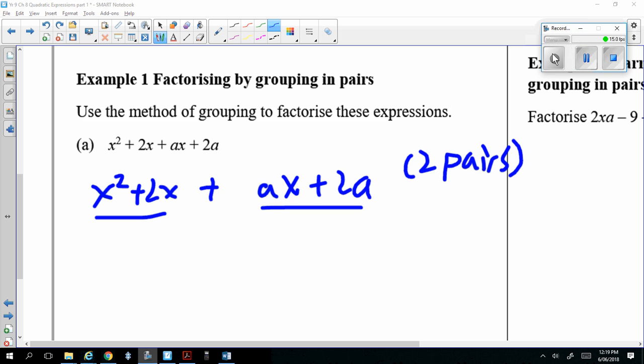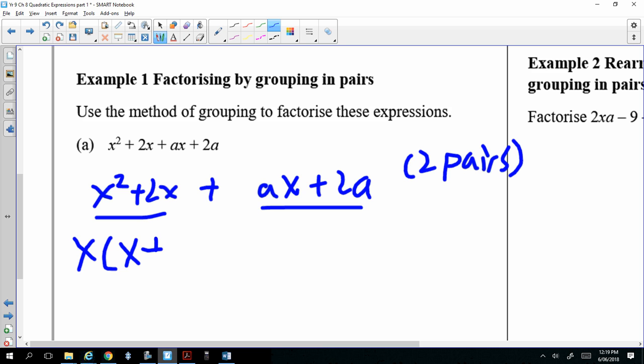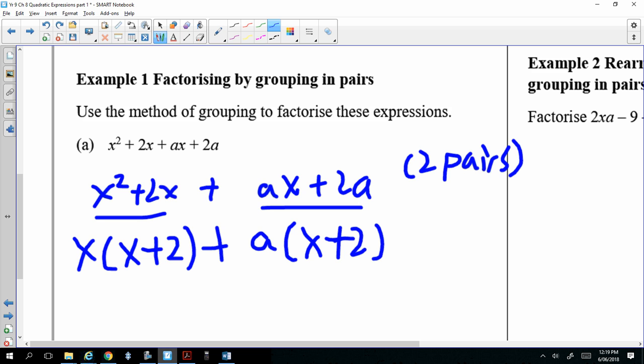Now look at the first pair. What's common? X. So we take the x out, which is x bracket x plus 2. Get it? So in the first pair, there's a common factor of x, x plus 2. Now how about the second bracket? Is there a common factor? Let's put the a out, x plus 2. Now after we do this, you will notice that there is a common bracket, which is x plus 2.